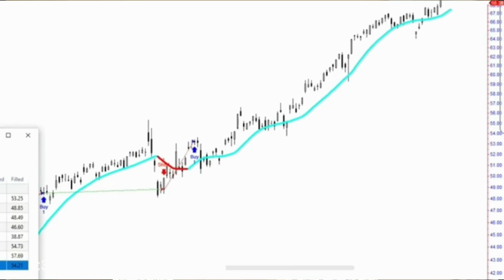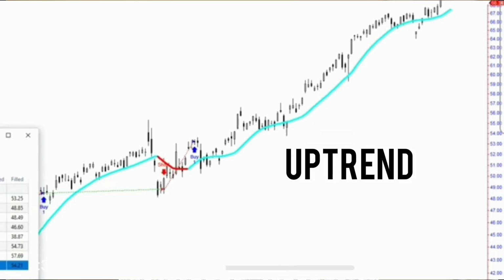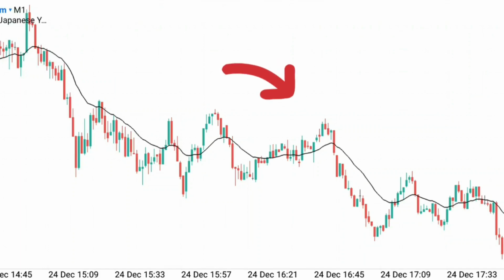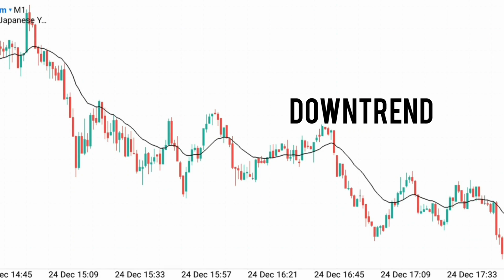For you to understand how to trade with moving averages, you must first understand how to read these moving averages. When the moving average is sloping up, or when the price is above any moving average, it means uptrend. But when the moving average is sloping downward, or the price is below the moving average, it shows downtrend. Moving averages can help you to spot the trend of a market.